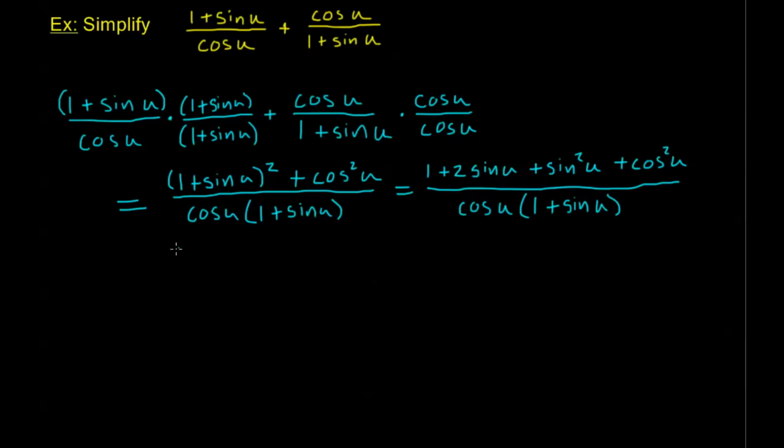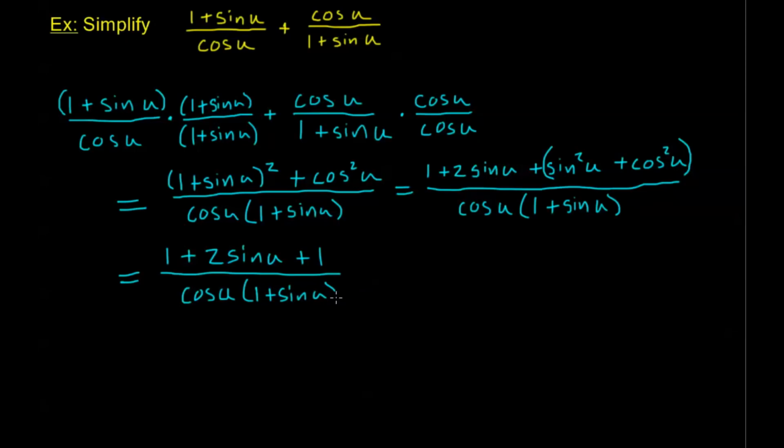But here we see we have sine squared plus cosine squared. This is our basic Pythagorean identity, so I can substitute in 1 here. Sine squared plus cosine squared is equal to 1. So I have 1 plus 2 sine u plus 1 from my Pythagorean identity, all over cosine u, 1 plus sine u. Let's go ahead and put these ones together. So this is 2 plus 2 sine u, all over cosine u, 1 plus sine u.